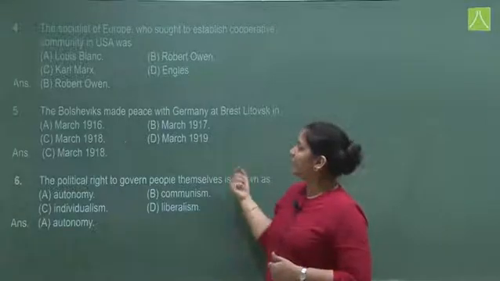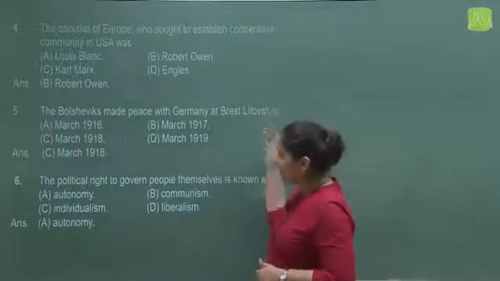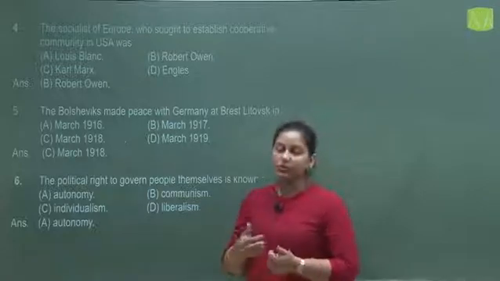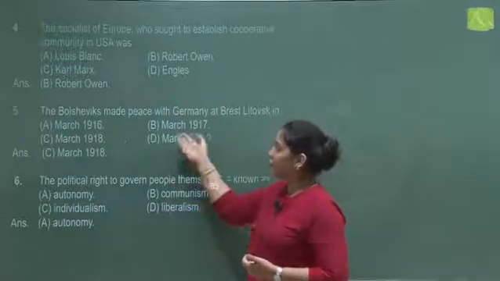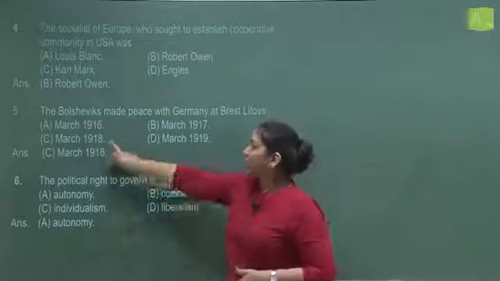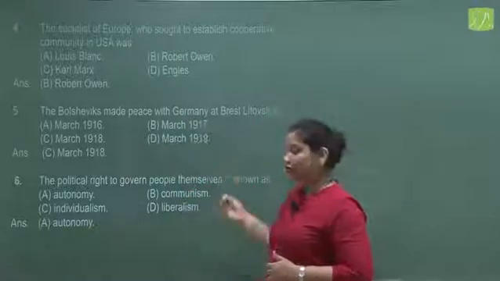The Bolsheviks made peace treaty with Germany at Brest-Litovsk in the year 1917. So we already know that the war was going on, and at the same time the revolution happened in October. So the next subsequent year, March 1918, was the time when they made a peace treaty with Germany.